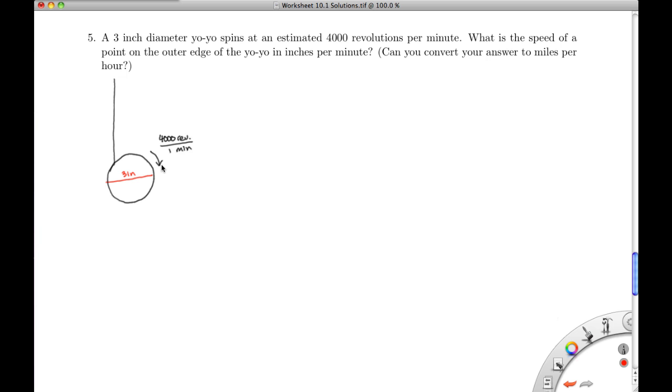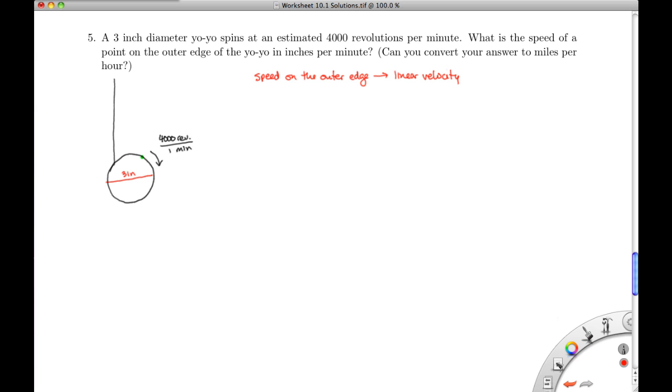Okay, so what we're asked to consider is if we just looked at some point on the outer edge of this, what is the speed of it in inches per minute? Now, when we start talking about the speed on the outer edge, and try to relate it to something that we've talked about in this section, hopefully what you should be thinking of is linear velocity.